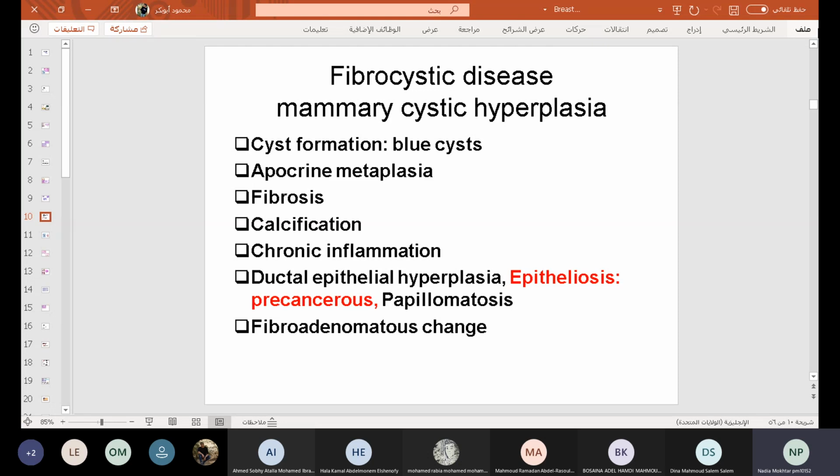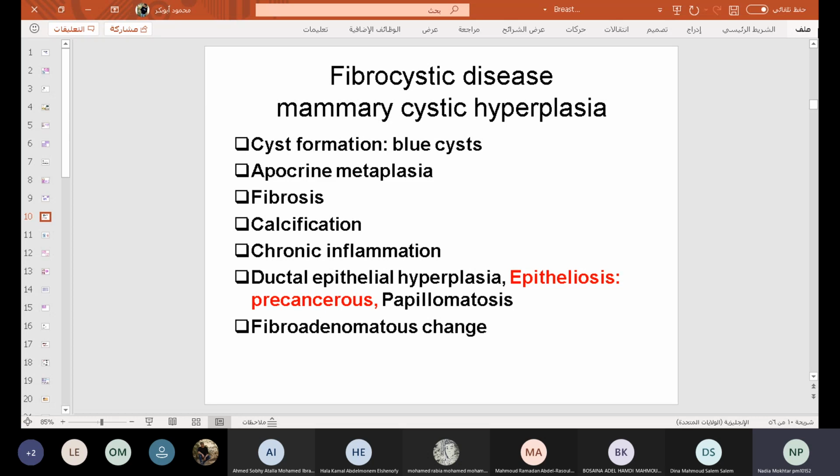Apocrine metaplasia, we will see the example of the apocrine metaplasia that we talked about, because the breast is a modified sweat gland. And then there is fibrosis of the stroma, maybe calcification, inflammatory cells. But what's most important is the epithelial component. This is called ductal epithelial hyperplasia, or epitheliosis, or papillomatosis. We will find it written in the book in various ways.